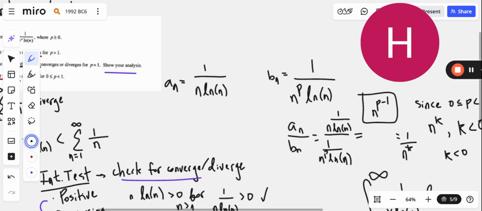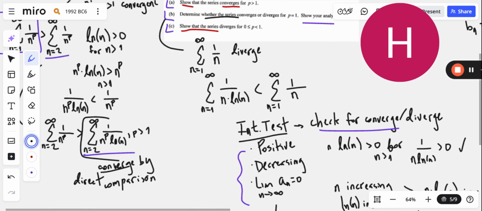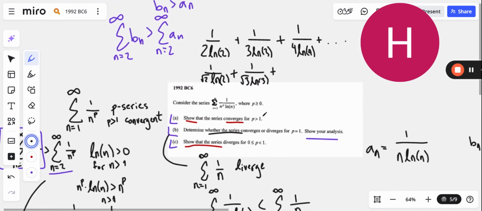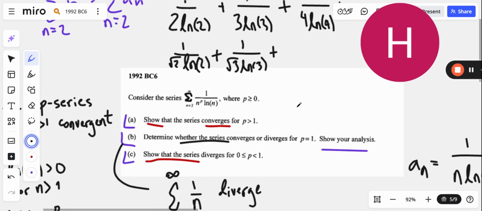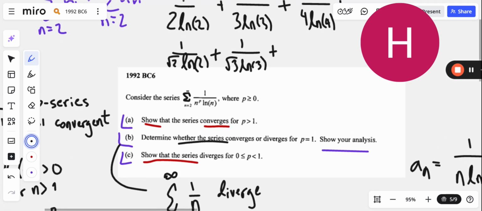Okay, anyways, that's enough blab out of me on this interesting series problem. We had to do a few tests. Make sure you're familiar with some of those tests for convergence and divergence.